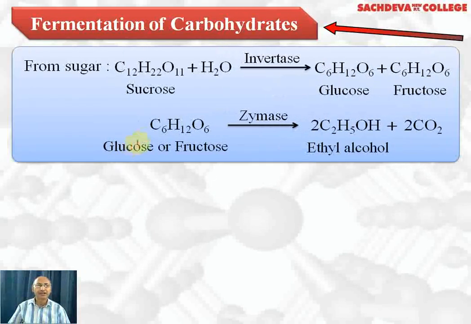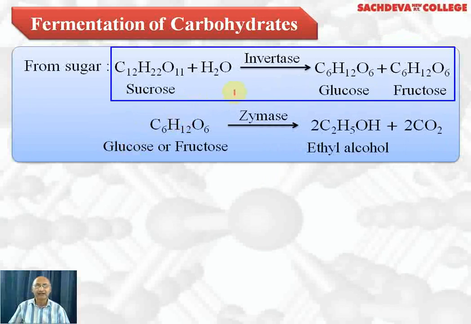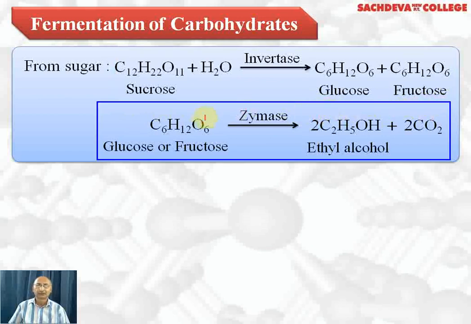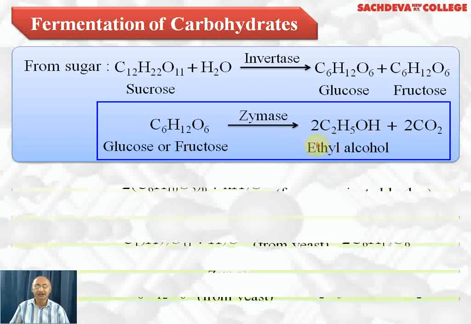Let's take fermentation of carbohydrate. Sucrose on hydrolysis in the presence of invertase gives glucose plus fructose. Glucose plus fructose is called invert sugar because sucrose is dextrorotatory. On hydrolysis we get dextrorotatory glucose and levorotatory fructose, but the mixture is levorotatory, that's why it is called invert sugar. Now, glucose or fructose is further fermented with the help of zymase in absence of oxygen to get ethyl alcohol and carbon dioxide. If oxygen is present, acetic acid or vinegar will be formed. The absence of oxygen is a must to get ethyl alcohol.